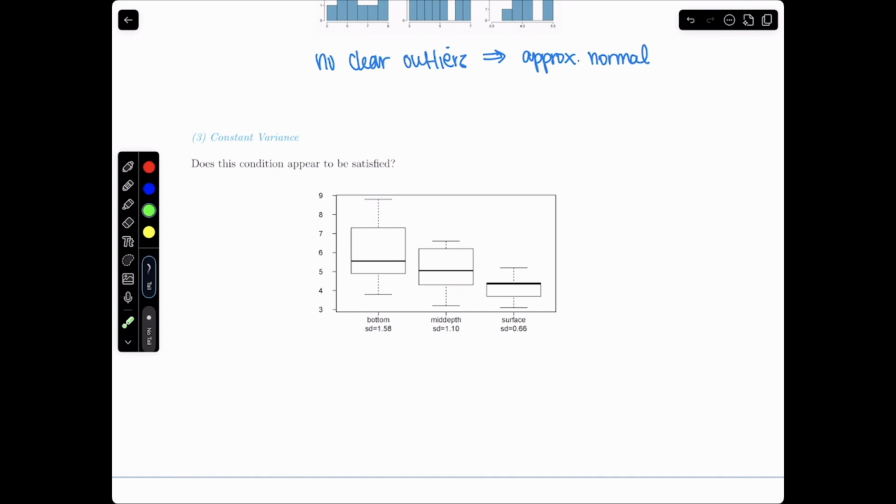So what we have here is the medians. And I would say the bottom and the mid depth, they're kind of close, but the surface is definitely causing some concern, and its variability is definitely different than mid depth and bottom. So, bottom is 1.6-ish, mid depth is 1.1, and surface is 0.6.